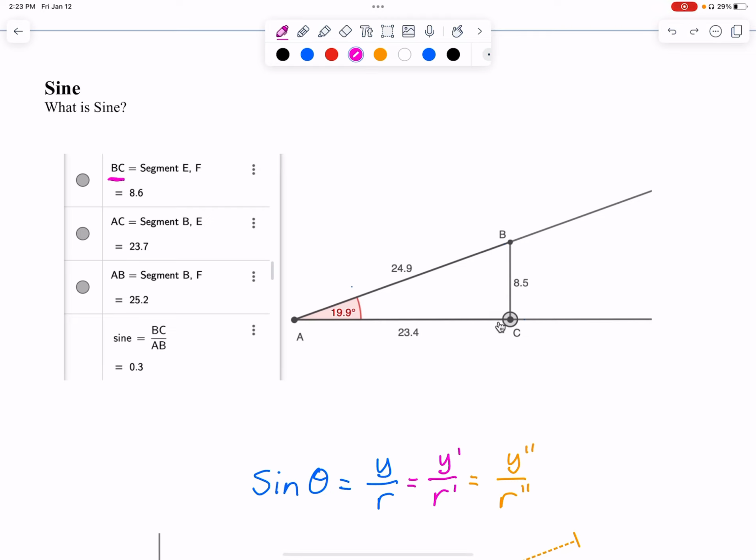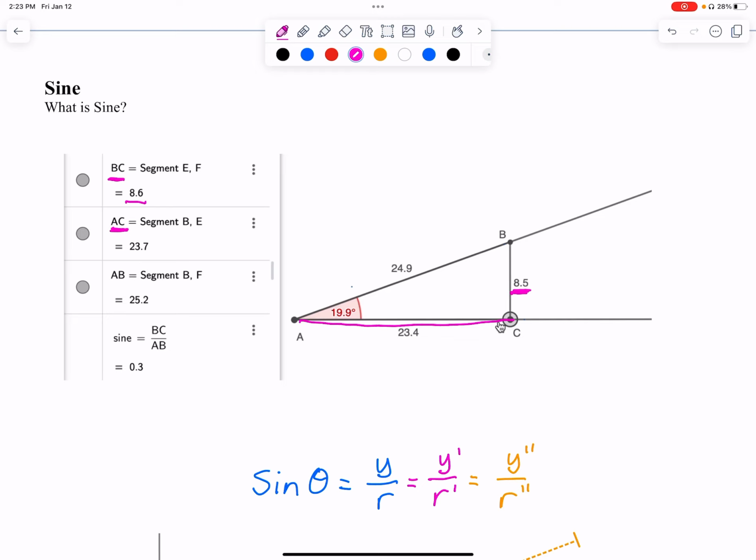Right here, I'm just going to show you what each one of these is so you know what to look for when I'm playing the video. BC is this length right here. Notice right now where it's sitting, it's equal to 8.6. It looks like some of these slowed down in the video where I took the screenshot. But AC will be 23.7. AC is this length right here. It is about that, but I caught it while it was moving, so forgive me because it couldn't keep up.